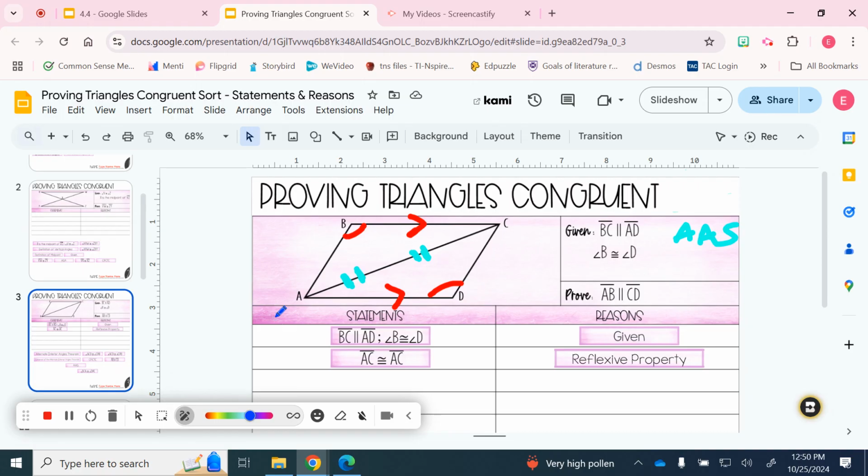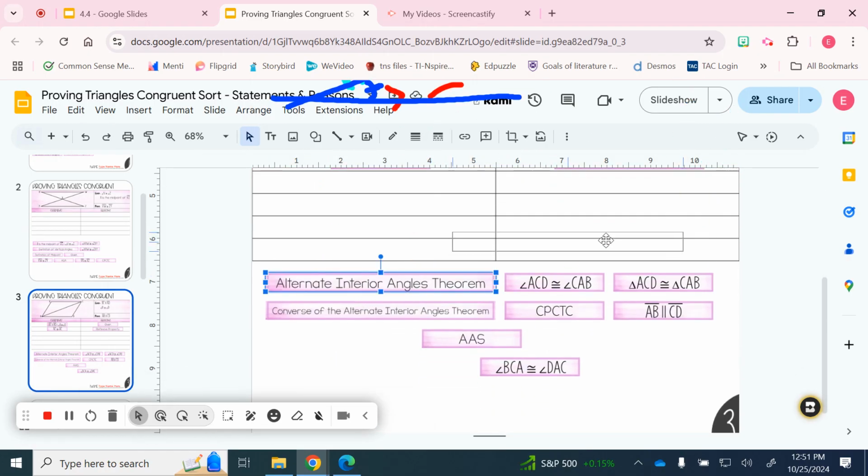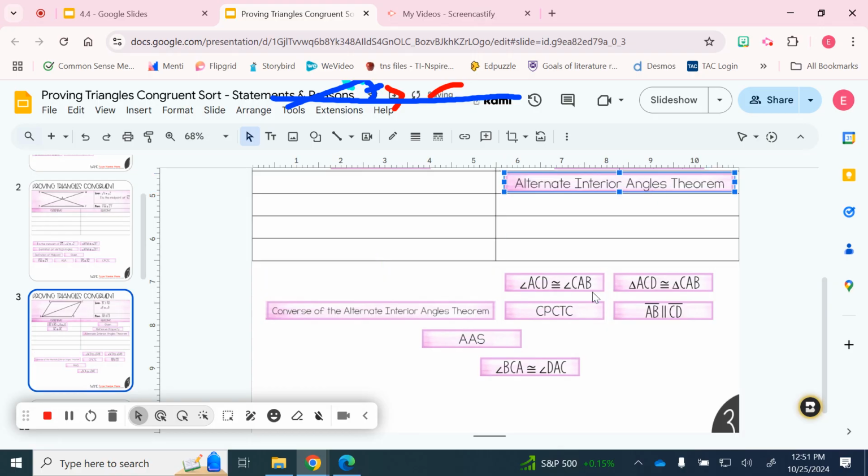Well, that's when I'm going back to my parallel line rules. Because if I have a parallel line here and here, that's my set of parallel lines, and this is acting as my transversal, I see that this angle and this angle are what? Good. Alternate interior angles. So there is definitely my next step right there. Now the question is, which one of these do I use? Do I use ACD is congruent to CAB? Or do I use BCA is congruent to DAC?